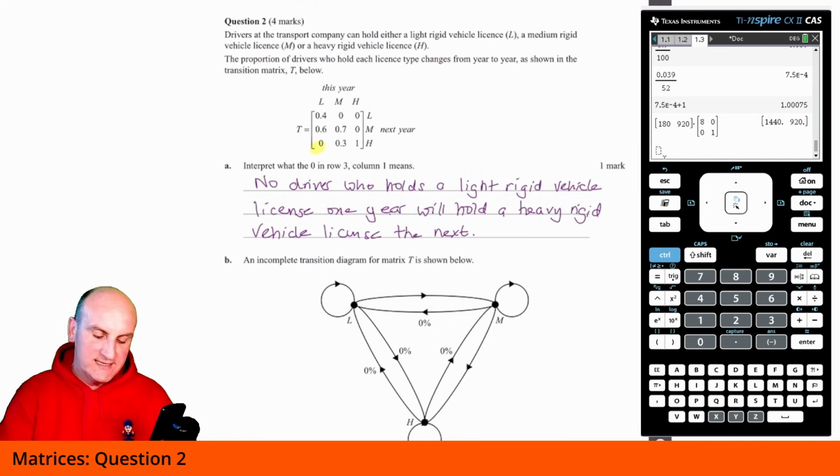Right, but again, what would I suggest you've got to do? That it just says no driver. You've got to talk about 1 year and the next and what the L and H stands for.